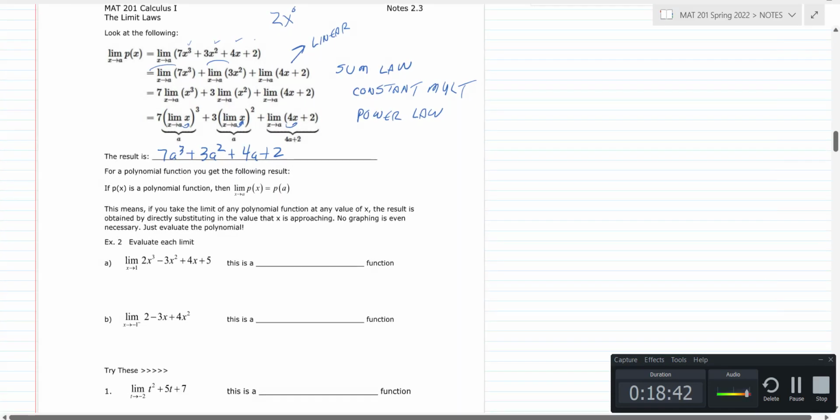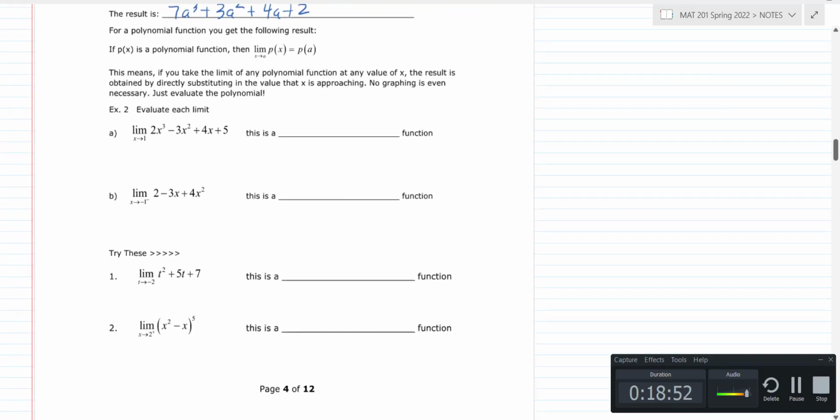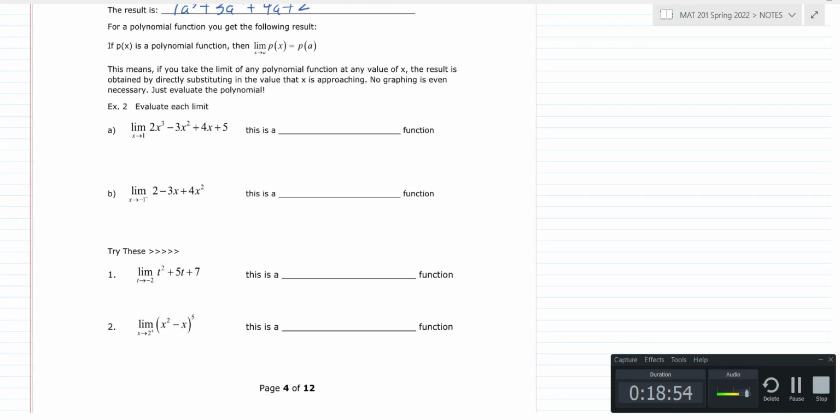Okay, so next thing I've got here is we're going to go ahead and just evaluate some polynomial functions. And the way you do this is it's real simple. It turns out that all you have to do is just evaluate the polynomial. So you don't have to graph, just plug in.